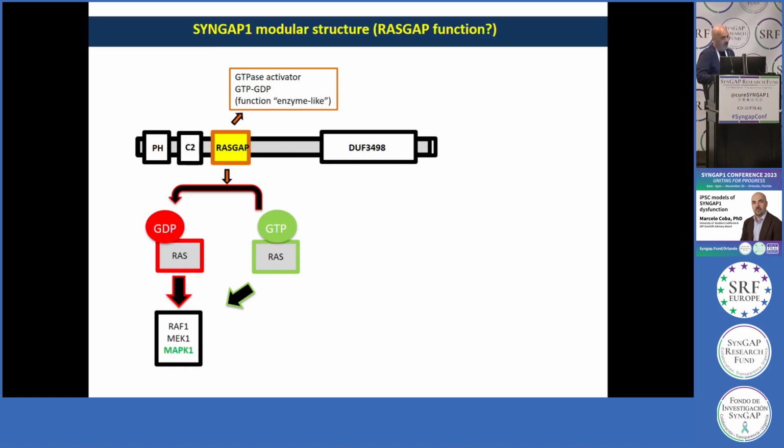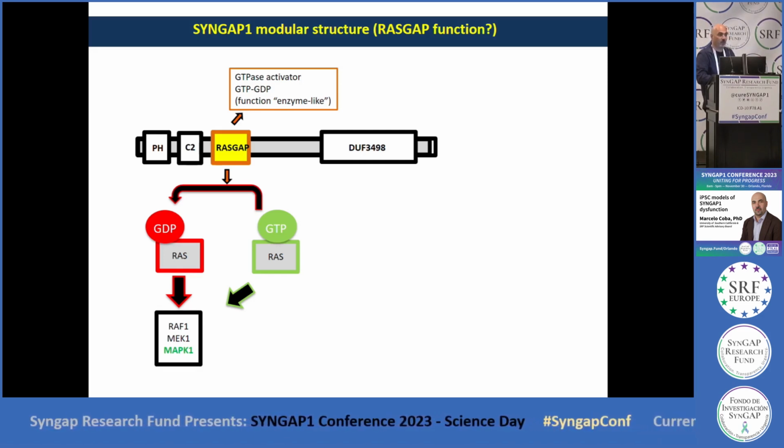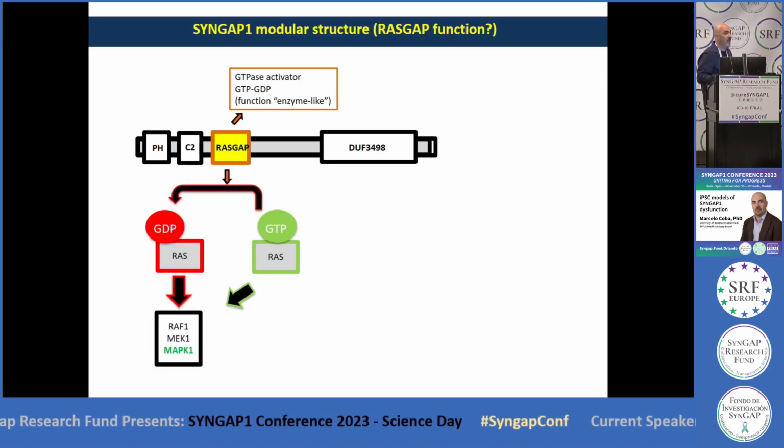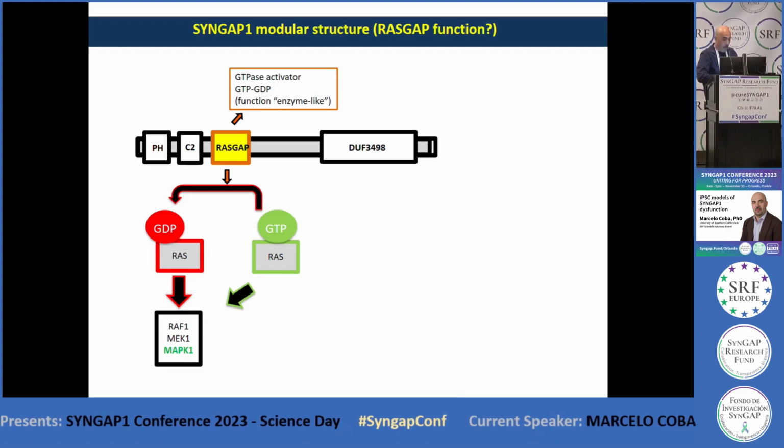So RAS-GAP tends to produce more GDP instead of GTP. In this case, it's RAS-GDP or RAS-GTP. It can be RAP-GDP or RHO-GDP. At the end of the day, you get a signal cascade that ends in this green name at the bottom. This is MAP kinase 1, which is ERK2, and it measures protein phosphorylation. So the idea is that if you have less SYNGAP, you have an increase in ERK2 phosphorylation.